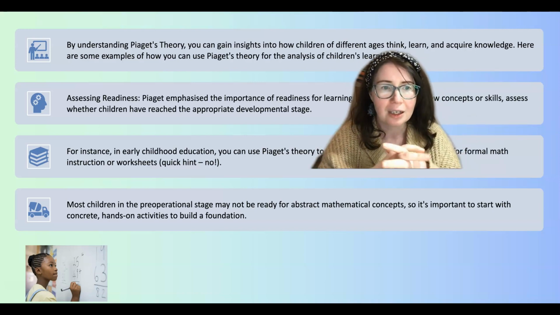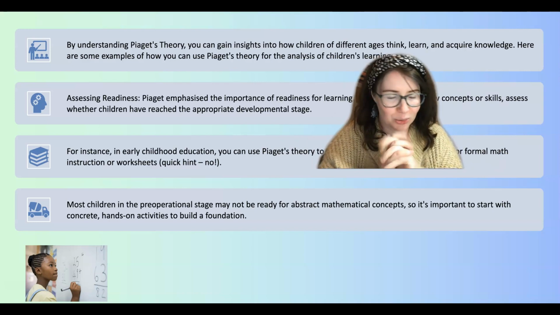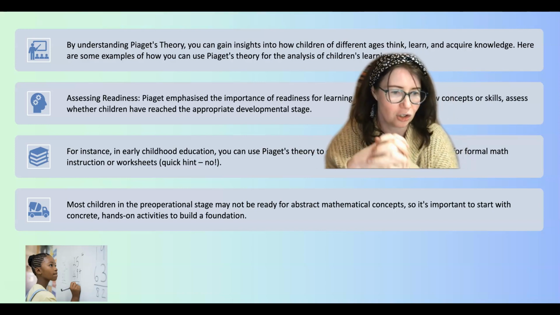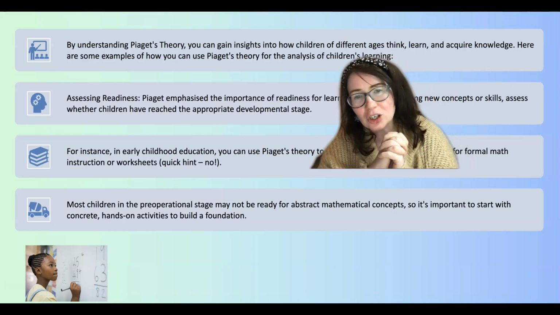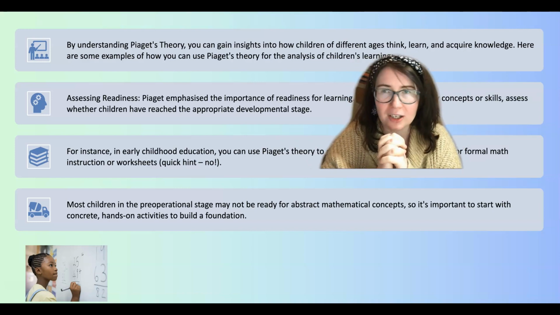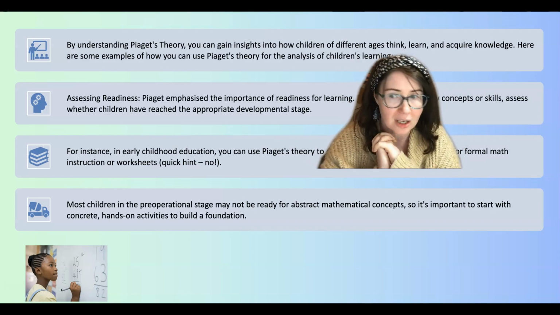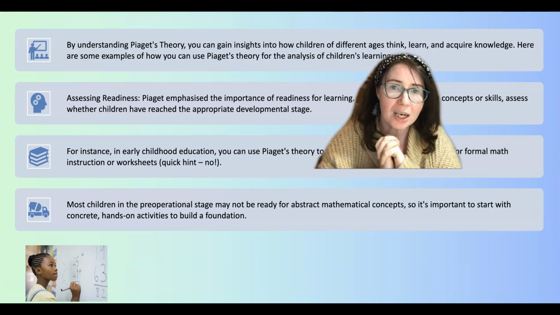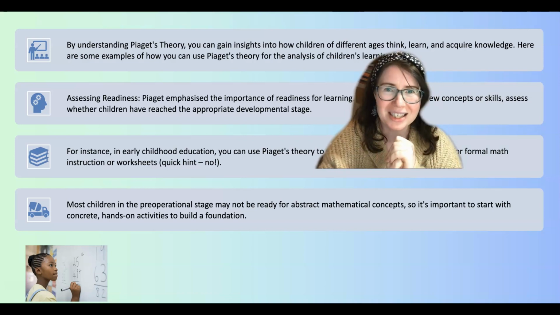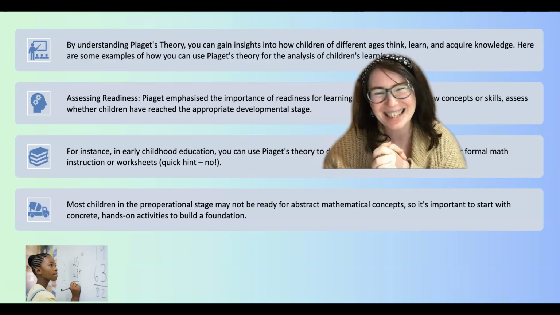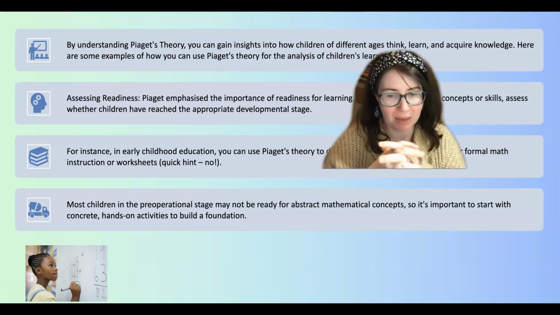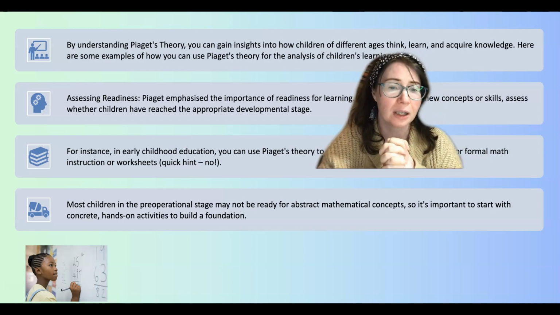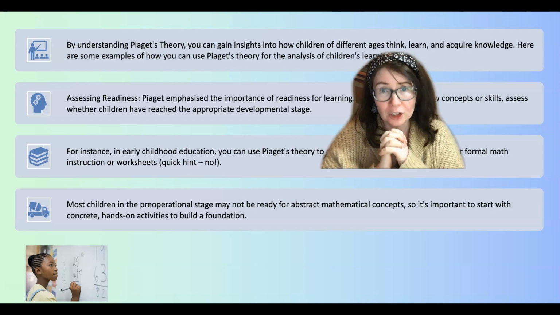Before introducing any new concepts or experiences or skills, such as, let's say, dressing, undressing, holding a spoon, or doing math, you need to assess through observations whether children have reached the appropriate developmental stage. For instance, in early childhood education, you can use Piaget's theory to decide whether children are ready for formal math as instructional worksheets. Sometimes educators, not you of course, because you're watching Storykate, insist on some formal methods of teaching in early childhood, and the quick hint: it's not appropriate for this particular reason, readiness.